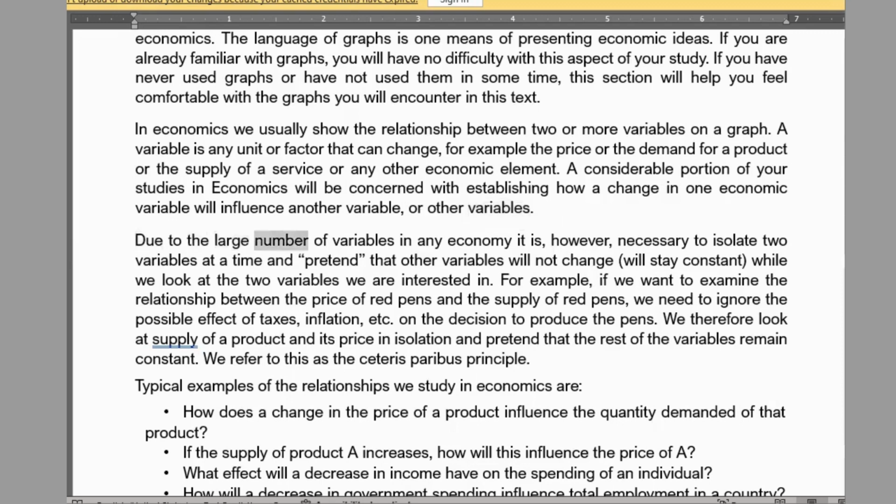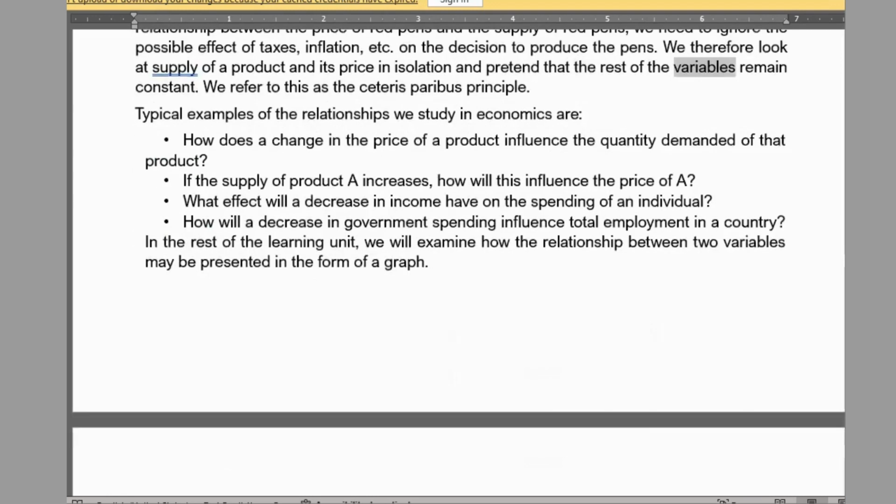Due to the large number of variables in any economy, it is, however, necessary to isolate two variables at a time and pretend that other variables will not change, will stay constant, while we look at the two variables we are interested in. For example, if we want to examine the relationship between the price of red pens and the supply of red pens, we need to ignore the possible effect of taxes, inflation, etc. on the decision to produce the pens. We therefore look at supply of a product and its price in isolation and pretend that the rest of the variables remain constant. We refer to this as the ceteris paribus principle.